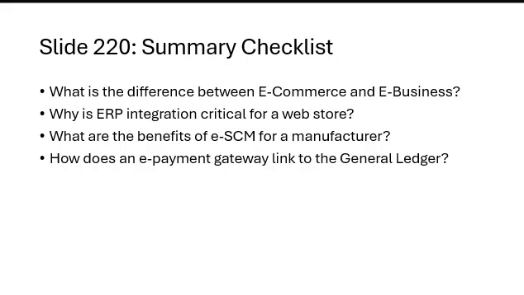Okay, so this is the summary checklist. You need to know the difference between e-commerce and e-business, and you should be able to explain it clearly. ERP integration is critical for successful web store operation. And the benefits of ESCM, supply chain management for manufacturers, are discussed thoroughly. E-payment gateway links directly to the general ledger. The checklist reinforces key learning points from this topic 11.